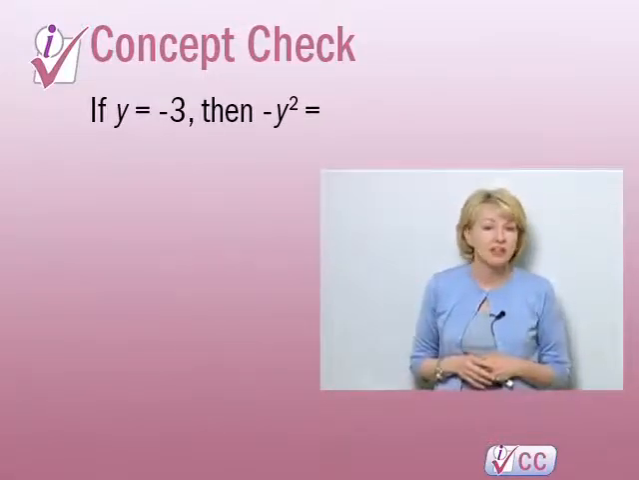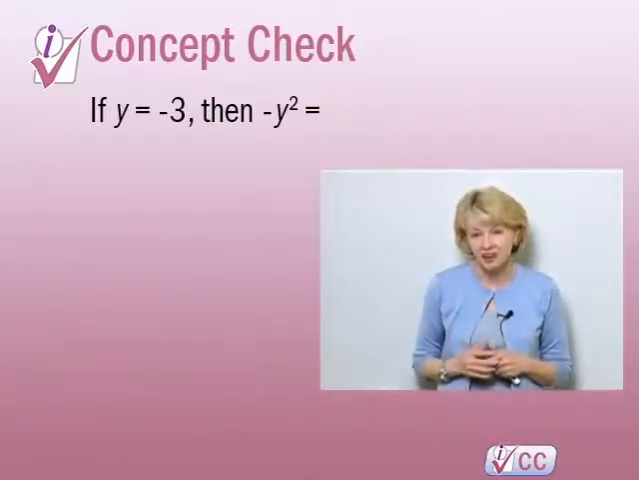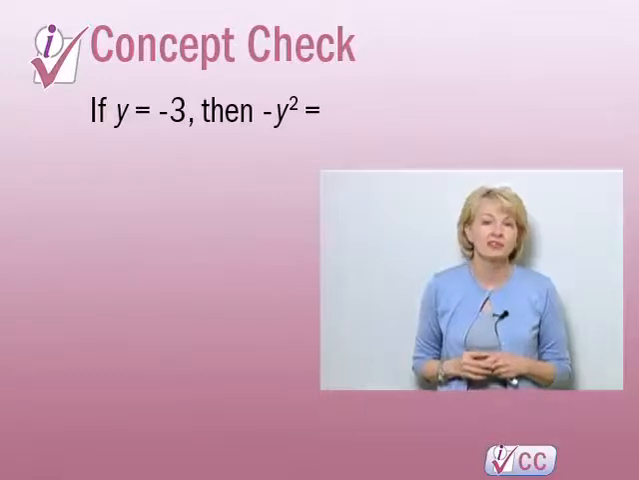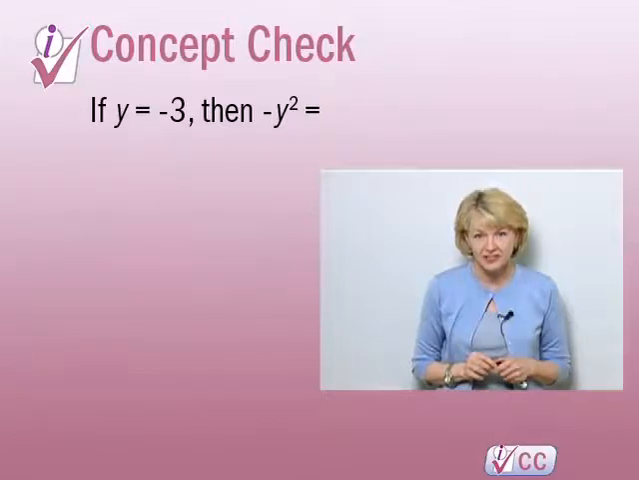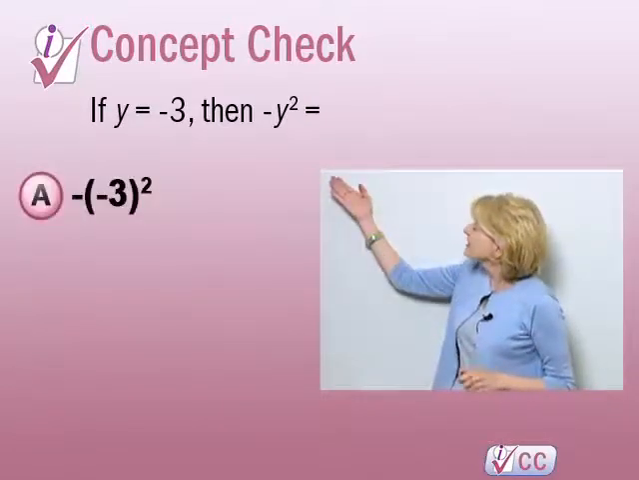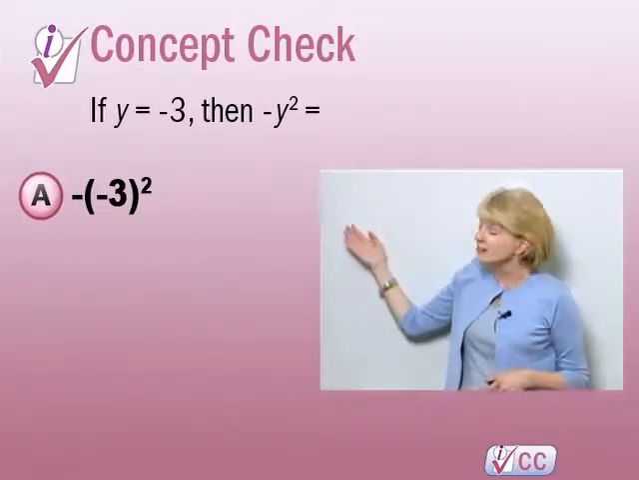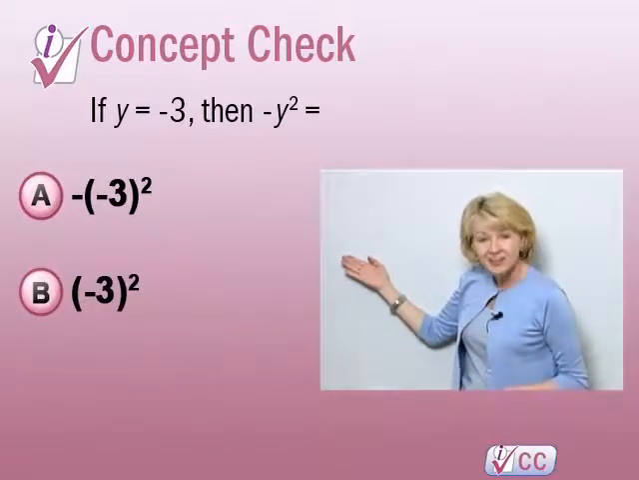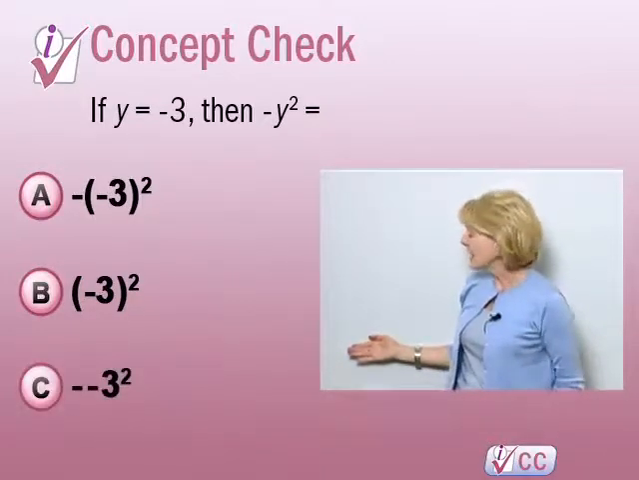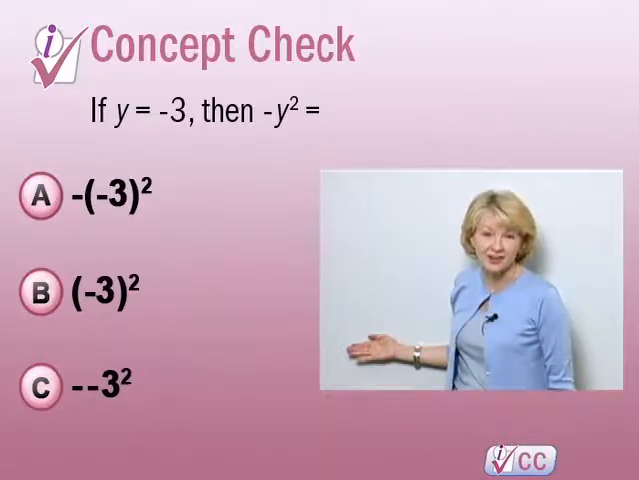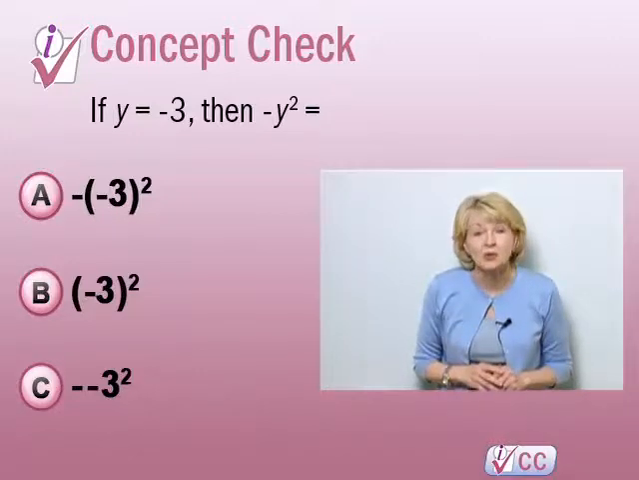Let's now take a moment and check your understanding of algebraic expressions by answering the following. If y is equal to negative 3, then negative y squared equals, is it choice A, the opposite, or negative, in parentheses, negative 3 squared? Is it choice B, the quantity negative 3 in parentheses squared? Or is it choice C, the opposite of negative 3 squared? The video will pause, then you take your time and then make your selection.